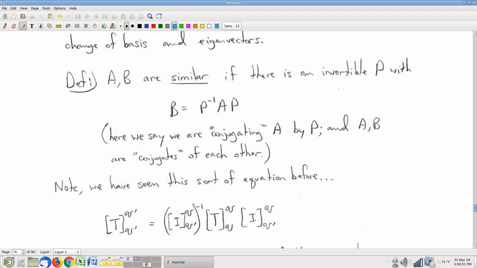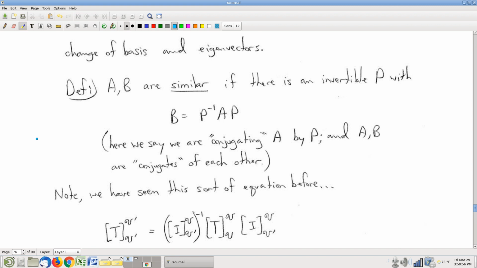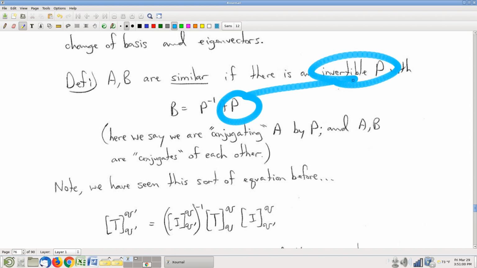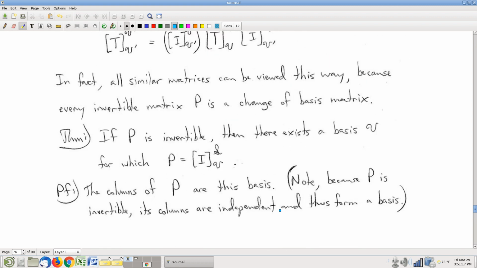Okay. All right. Now I owe you a demonstration. I claimed that every invertible matrix P is a change of basis matrix. That was sort of integral to how we made the connection between the top point of view and the bottom point of view. Now I owe you a proof. Why is it that every invertible matrix is a change of basis matrix? Here it is, theorem and proof. If you give me an invertible matrix, it is a change of basis matrix.